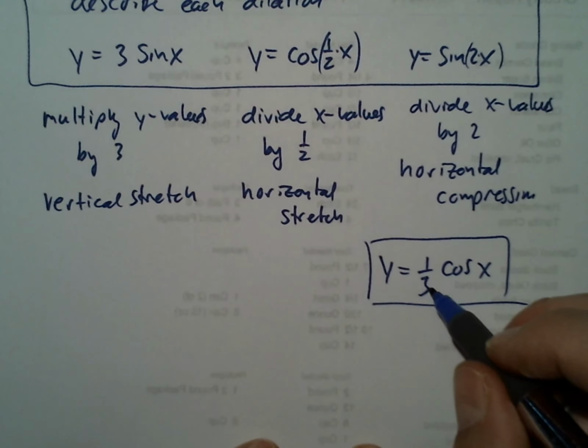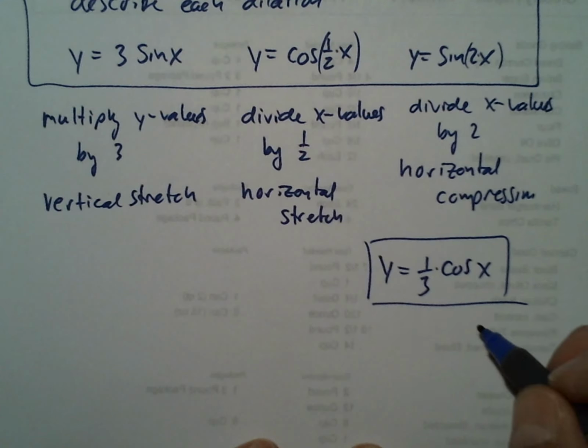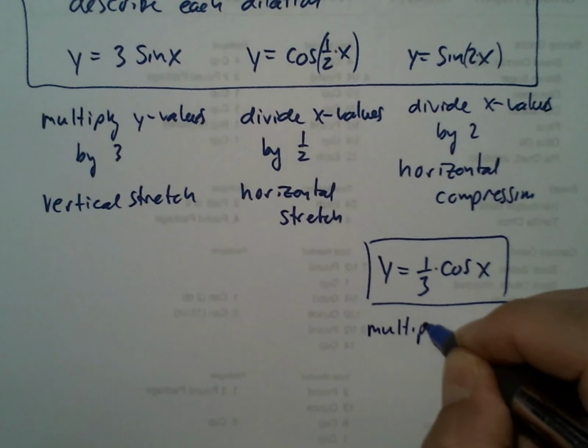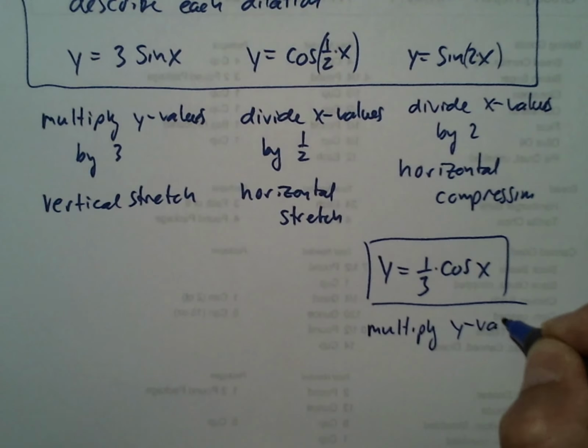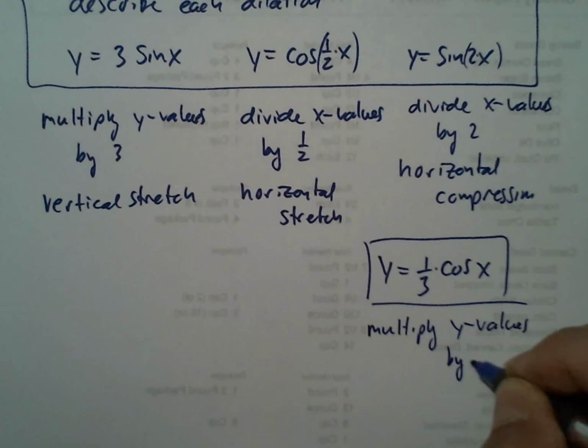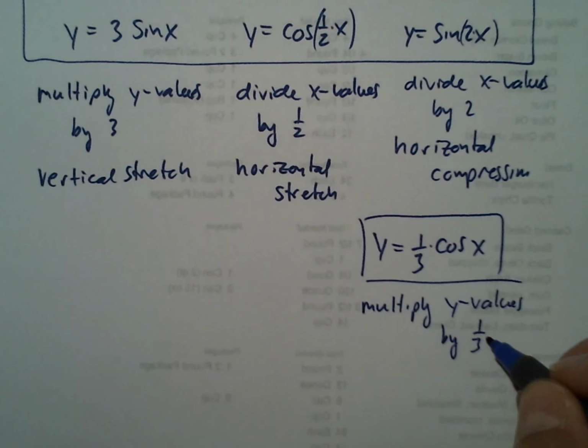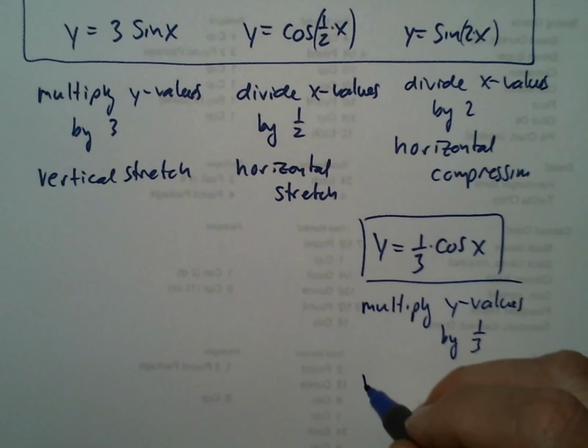Down here, 1/3 is outside, so we're not going to do the inverse. We multiply y values by 1/3, and if all the y values get smaller, then that's a vertical compression.